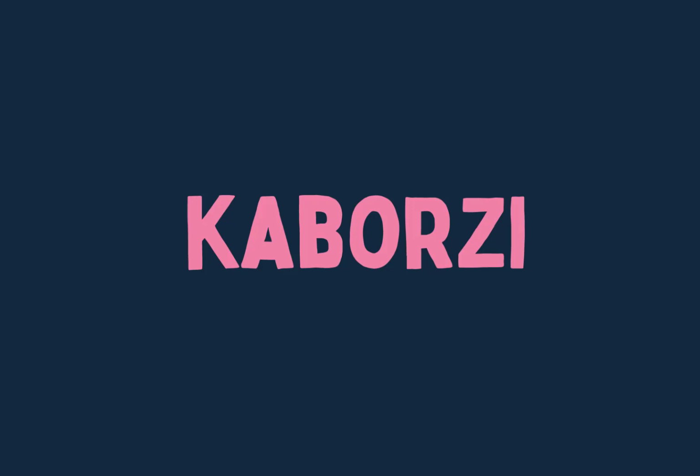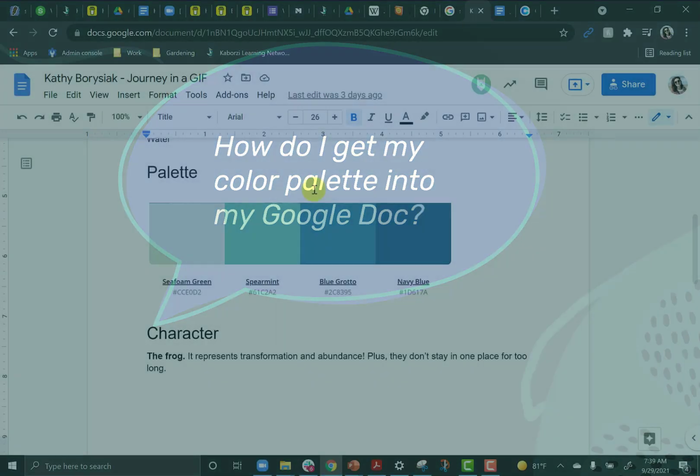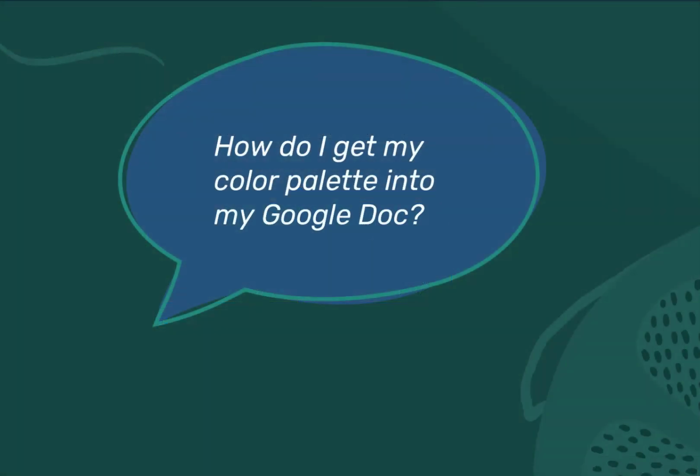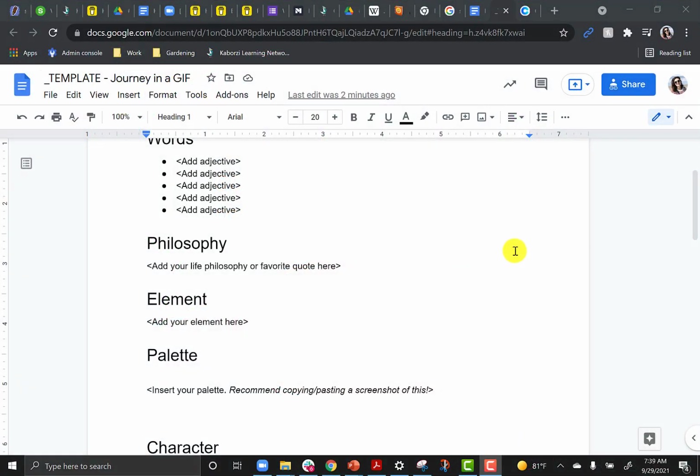Hi everyone. So I had a quick question this morning about how to copy and paste the color palette into the Journey in a GIF file. So I wanted to just make a quick tutorial video to walk everyone through that if anyone is having a problem. So here I am in the Journey in a GIF.